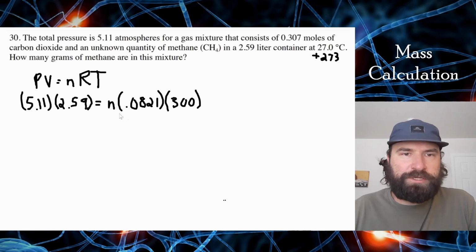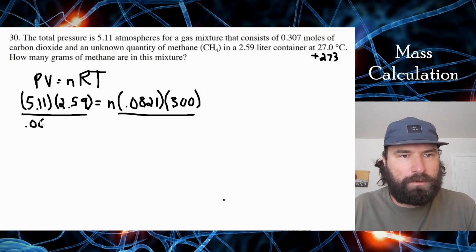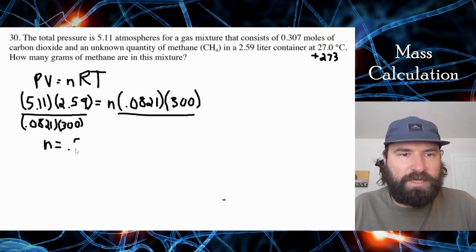So to solve this equation, all we have to do is divide by this stuff right here. So we're dividing by 0.0821 times 300 on the bottom. That's going to give us our total moles of 0.5373.